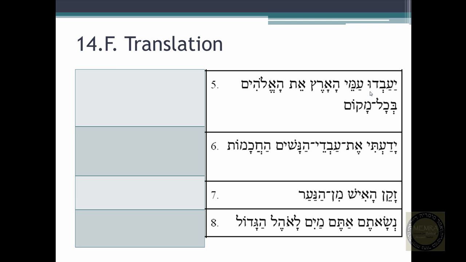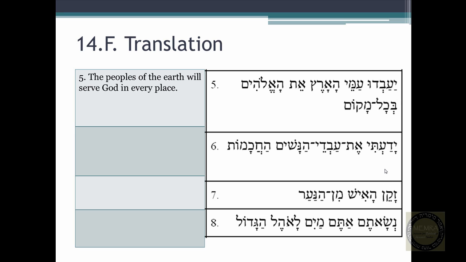We have third masculine plural, qal imperfect. So do we have a plural subject? Right here we do. We have amei. This is the peoples. Okay, so let's turn on our translation here. The peoples of the earth will serve. There's our plural verb, will serve. And then we have a direct object marker. Will serve ha'Elohim. Will serve God. Bekol makom, in every place.